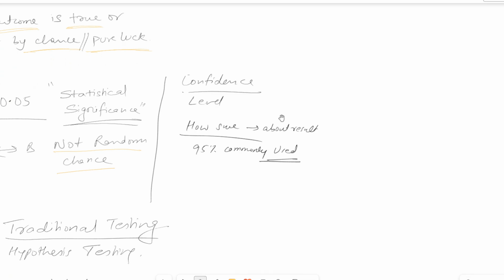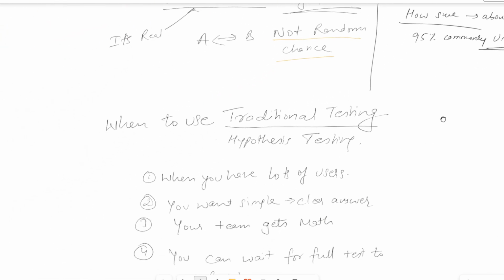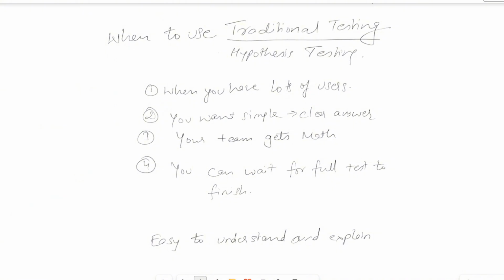Now coming to when to use traditional testing: when we have a lot of users, when we want a simple, clear answer, when our team understands a few basic math terms, and when we can wait for the full test to finish. Good things about traditional testing: it is easy to understand and explain. Everyone in the business knows this approach. It gives you a clear yes or no answer.